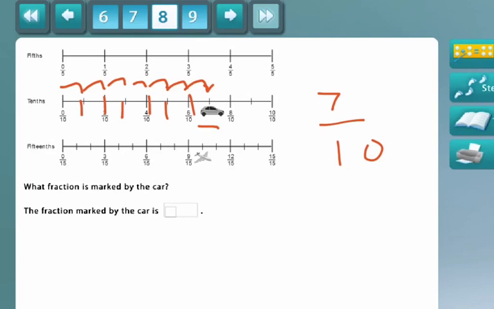If they were going to ask you about the location of the airplane, again, look at your unit fractions of 15ths. You'd have 3/15, 6/15, 9/15. That looks like that would be 10/15 right there.